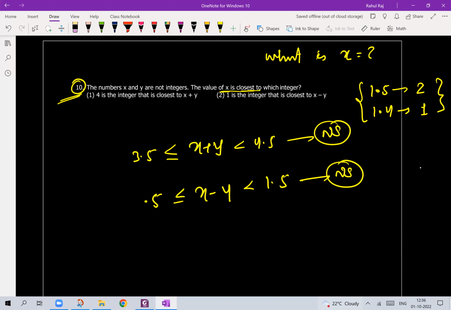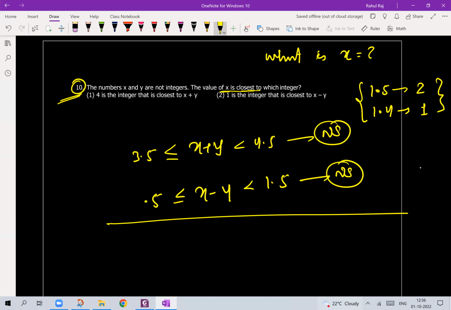Now, if I combine, guys, what happens? Option number 1 is not sufficient, 2 is not sufficient. Why? Because we don't know anything about x. We are given x plus y and x minus y. If we combine these 2 equations, how will we do it? We'll simply add and subtract.